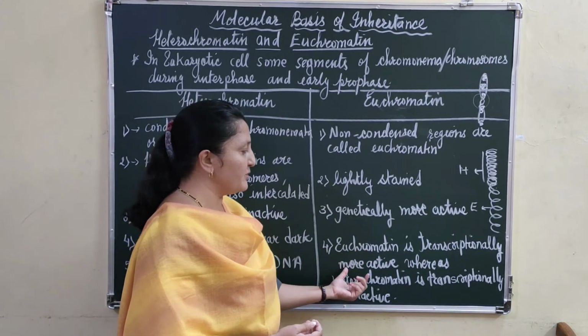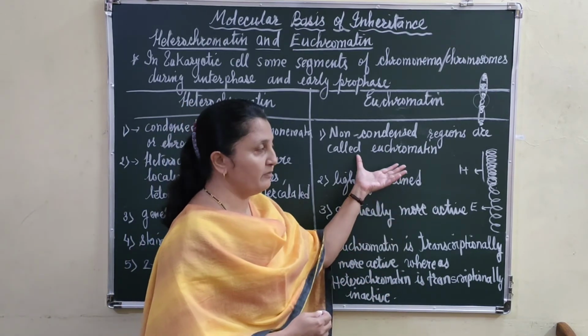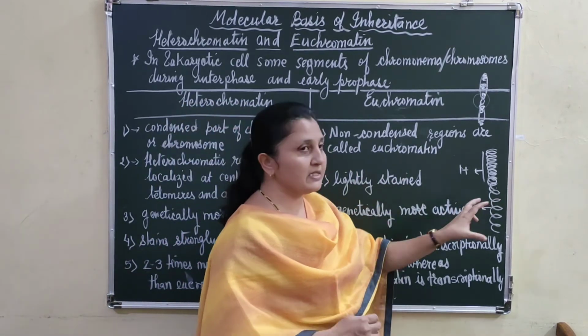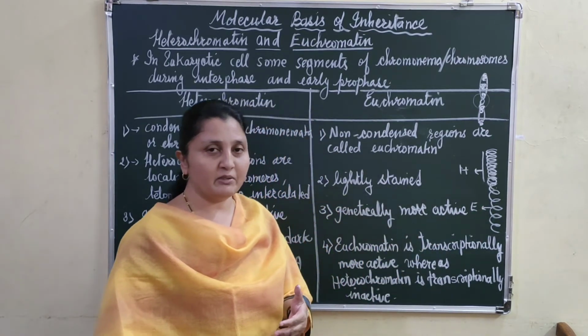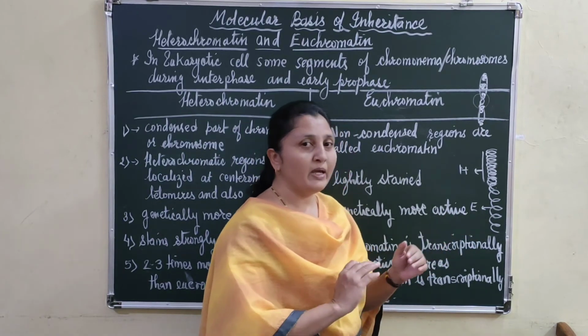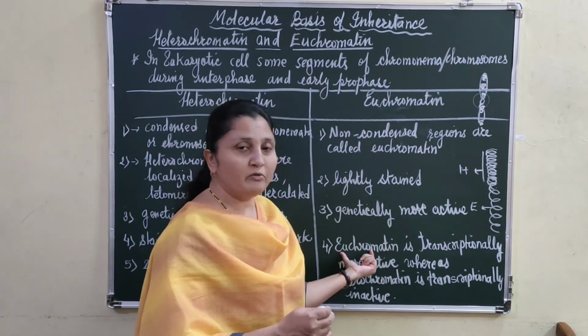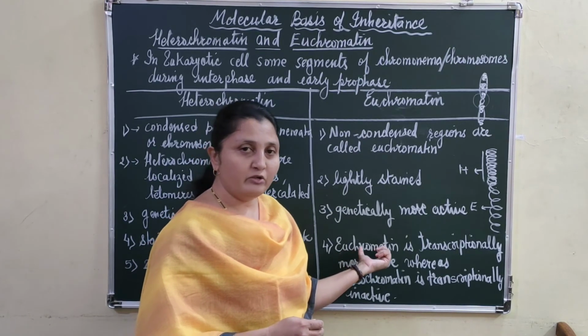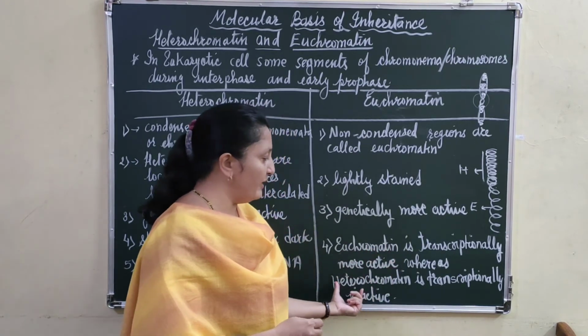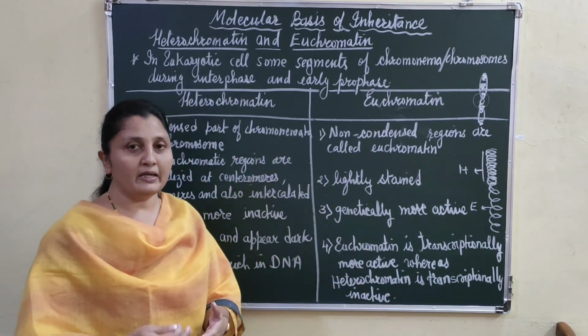Euchromatin is transcriptionally more active, right? This region of euchromatin allows transcription. Transcription means to copy, right? So whatever is written on the chromosome can be copied onto an mRNA, right? In which region of the chromosome? In the euchromatin region of the chromosome. Whereas the heterochromatin is transcriptionally inactive.